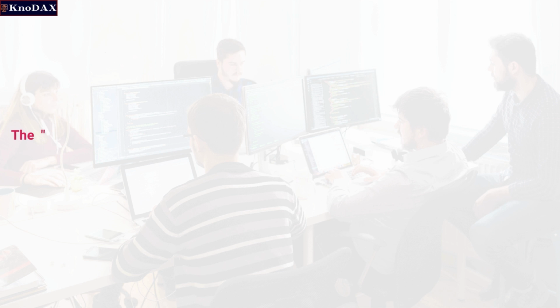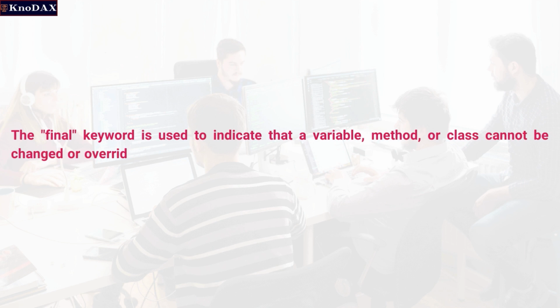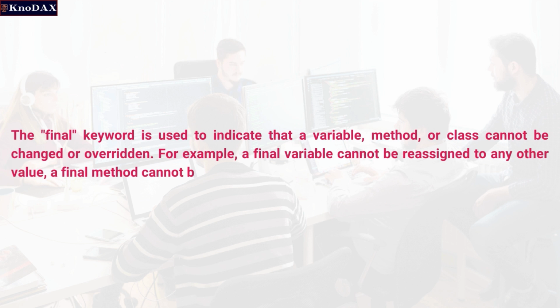The final keyword is used to indicate that a variable, method, or class cannot be changed or overridden. For example, a final variable cannot be reassigned to any other value, a final method cannot be overridden, and a final class cannot be subclassed.